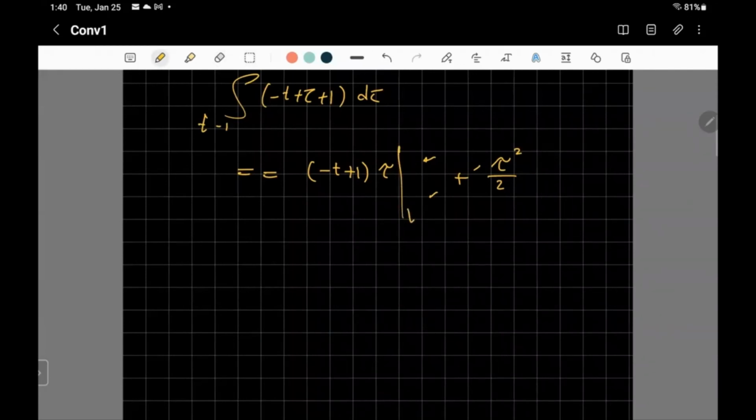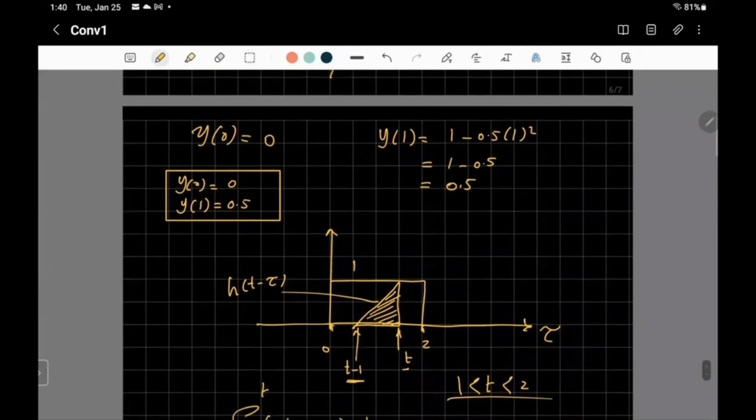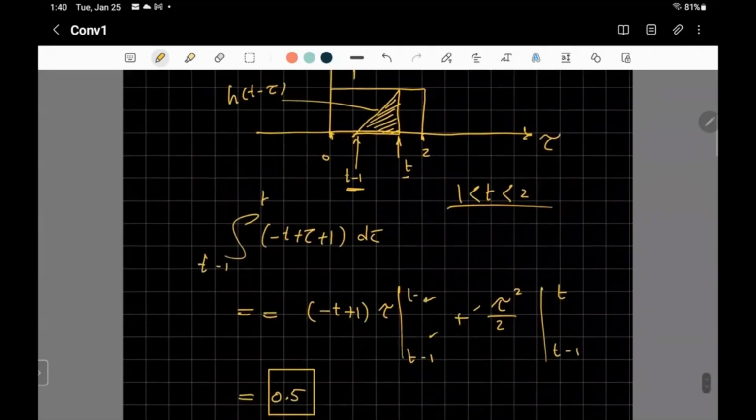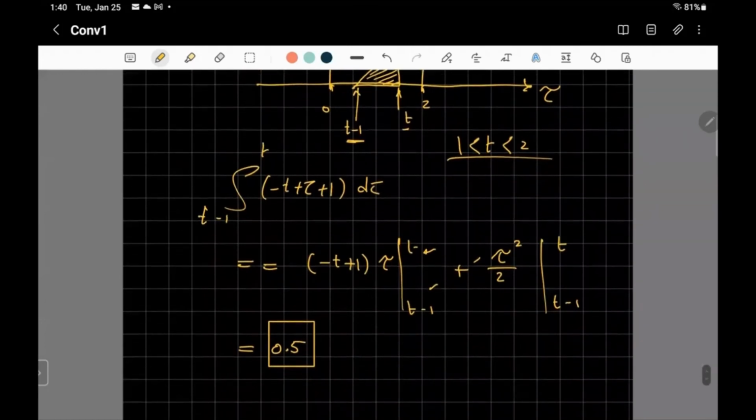I have from t minus 1 up to t, and I calculated, I found that's equal to 0.5, not a function of time, constant. When it's moving, it's completely inside overlapping, and this area is fixed, so the area does not change, right? The same. So it is 0.5 up to now.